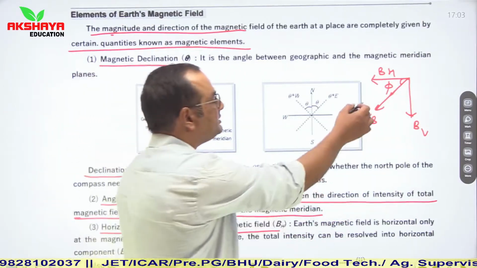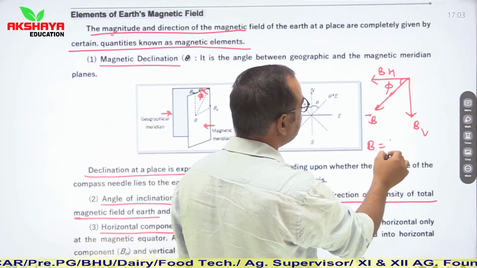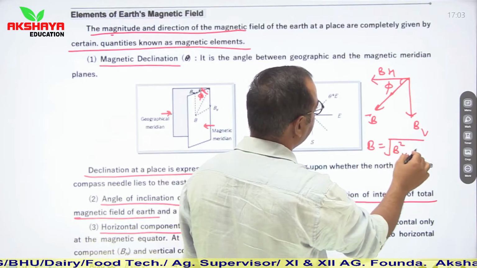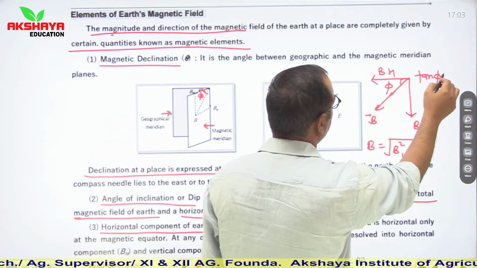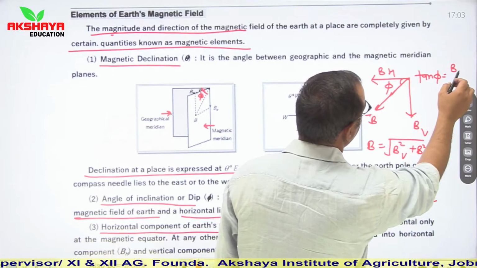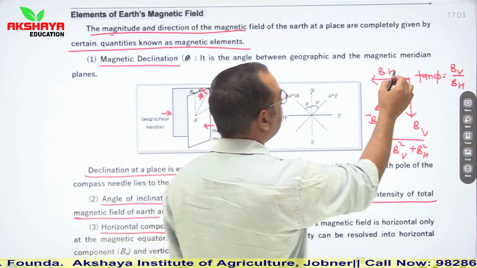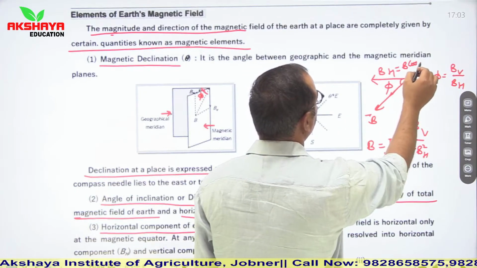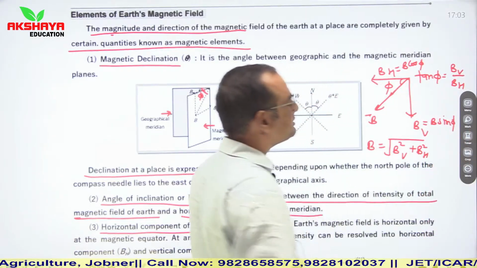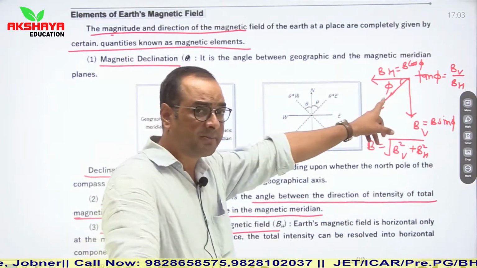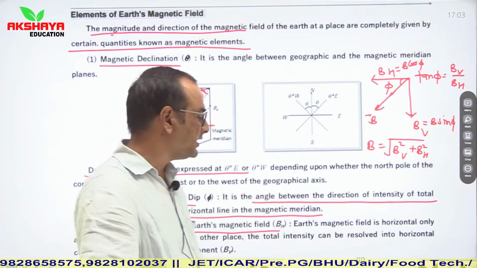Similarly, we can clearly see from here that if we calculate the net magnetic field, then it can be given as B is equal to root of BV square plus BH square, or tan phi is equal to BV upon BH, or BH is equal to B cos phi and BV is equal to B sin phi. So these are some different relations. Based on this, you have to keep in mind that the horizontal component of magnetic field makes an angle of phi with the resultant magnetic field.